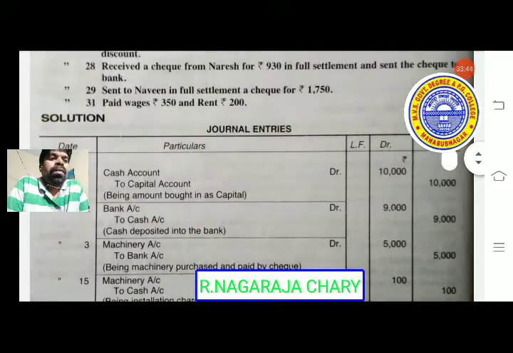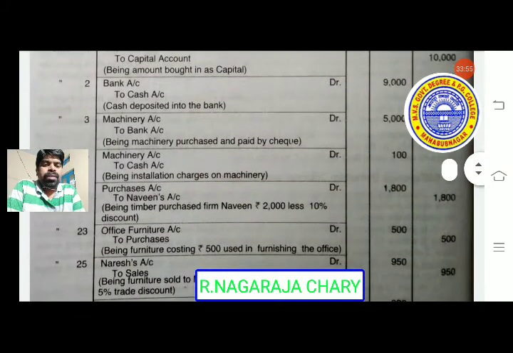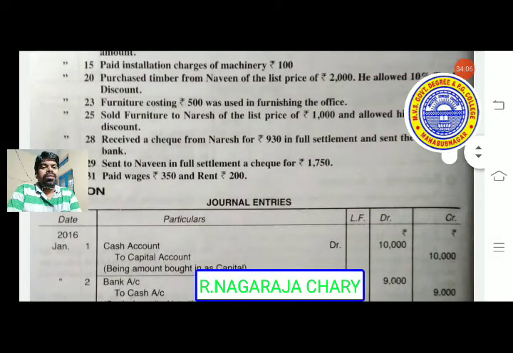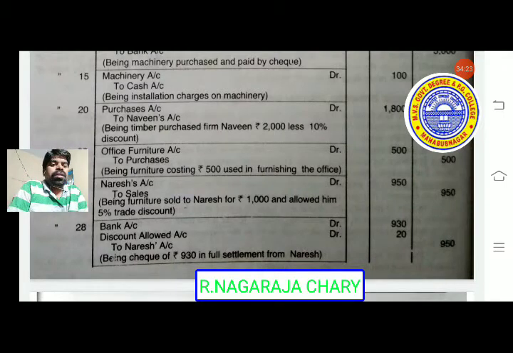Next, furniture costing 500 was used in furnishing the office. So we are purchasing office furniture. That is 500. Here also we are purchasing, so it is an asset; furniture is an asset. So office furniture account debit to purchase account. Sorry, this is not purchase, this is cash account. Being furniture costing 500 used for furnishing the office.